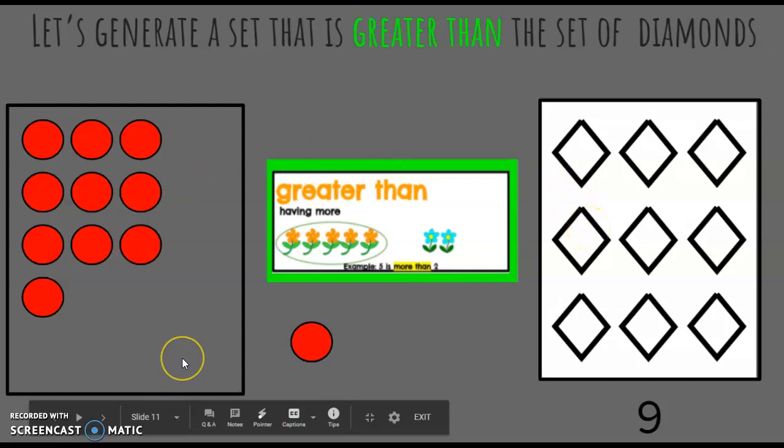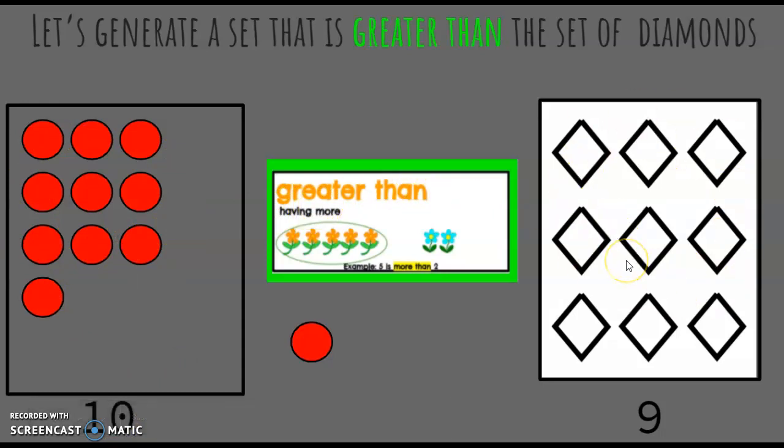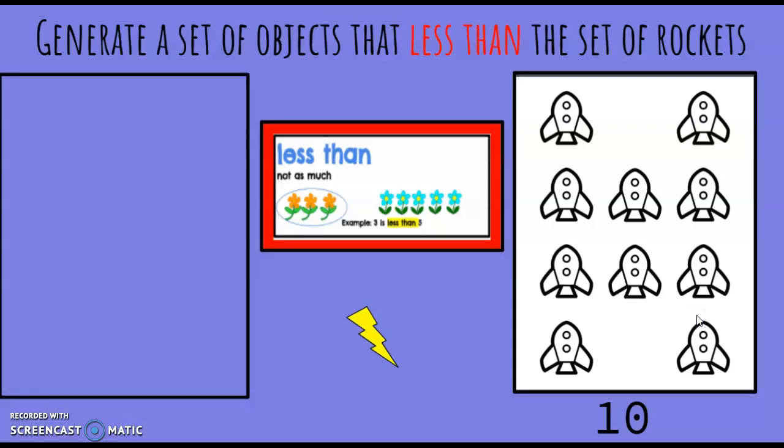Okay, so what I can say is the set of counters are greater than the set of diamonds. Okay, can you say that with me? The set of counters are greater than the set of diamonds. Okay, and they're greater than the set of diamonds. How I know that is because there are more counters than diamonds, and I know greater means more. Okay, let's go to the next one.